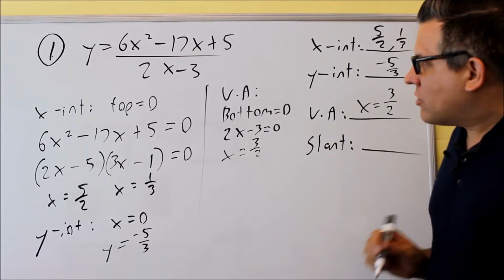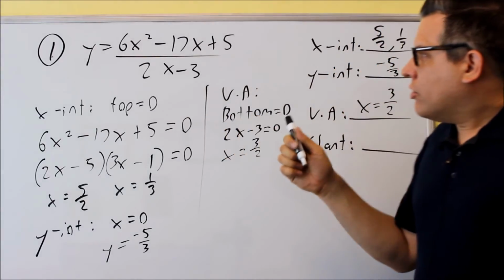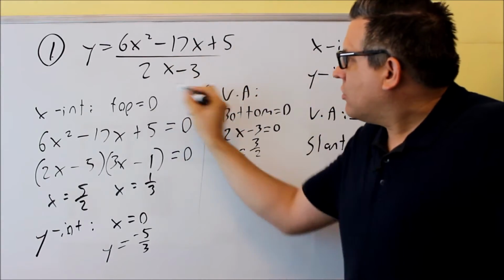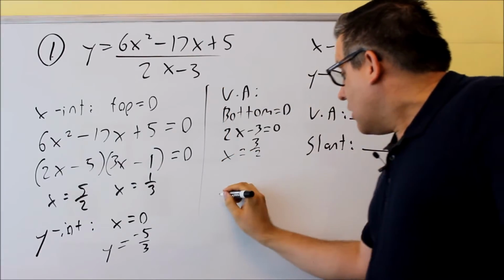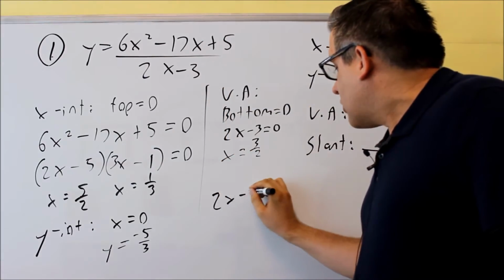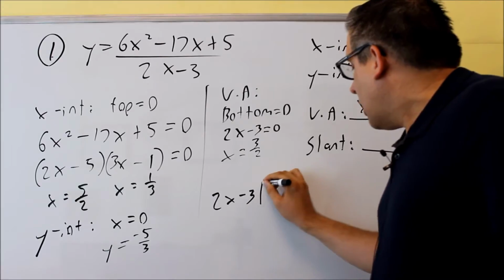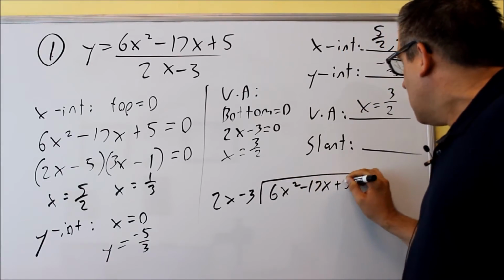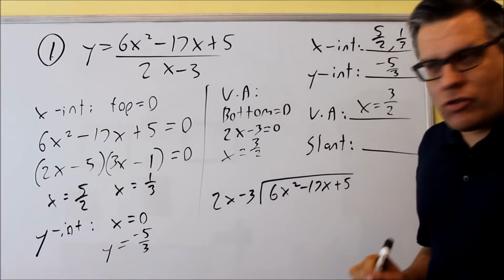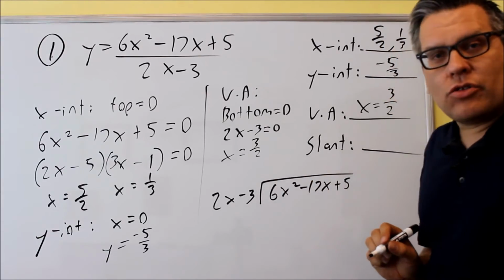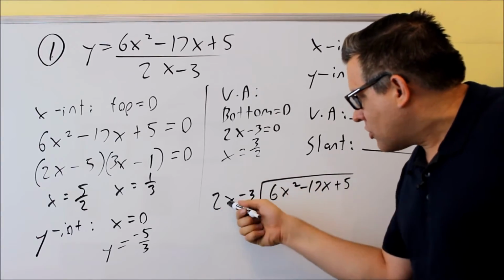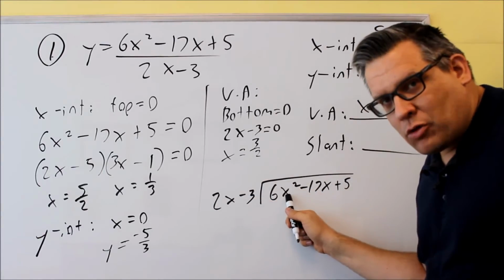Now for slant, what you need to do is do long division on this one. So we're going to take that and divide it. I'm going to do that over here. 2x minus 3, and I'm going to divide that into 6x squared minus 17x plus 5. Now to do this, you first start out by doing what you would normally do for regular division. You want to see how many of the first one goes into this number that we have here.